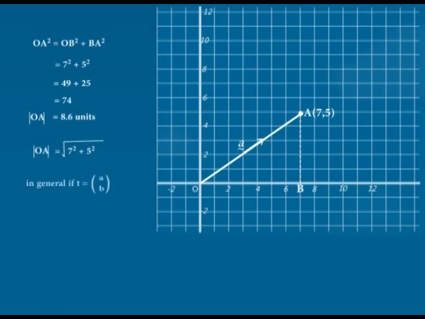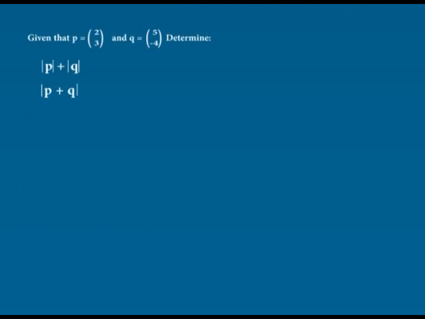In general, the magnitude of a column vector AB is given by the square root of a squared plus b squared. Since the magnitude of a vector is its length, the quantity is always positive. For example, given that P is equal to (2, 3) and Q is equal to (5, -4), determine A, the modulus of vector P plus the modulus of vector Q, and B, the modulus of vector P plus Q.